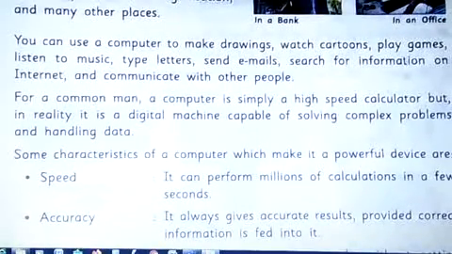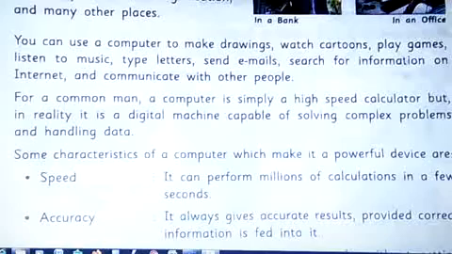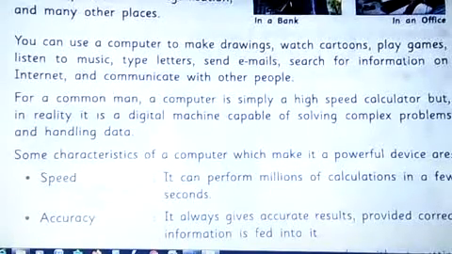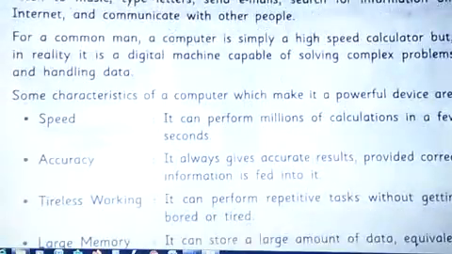But the most common is speed. It can perform millions of calculations in a few seconds. Next, accuracy. It always gives accurate results, provided correct information is fed into it. The accuracy of the result only depends upon the user. If the user feeds the correct information, it gives the correct result.